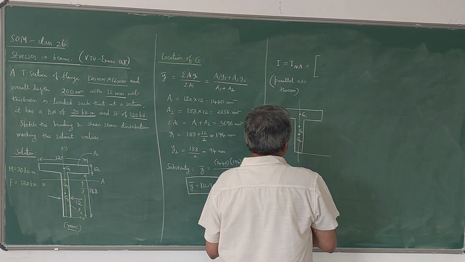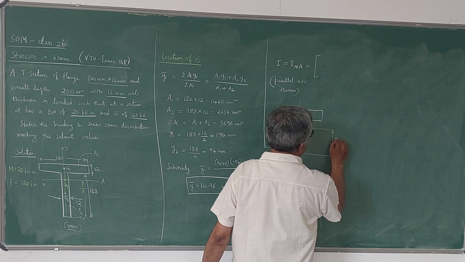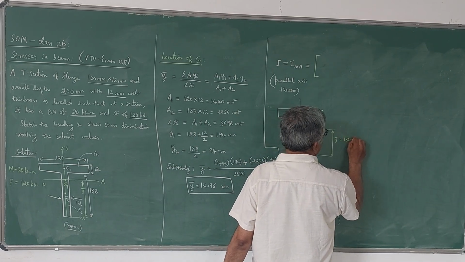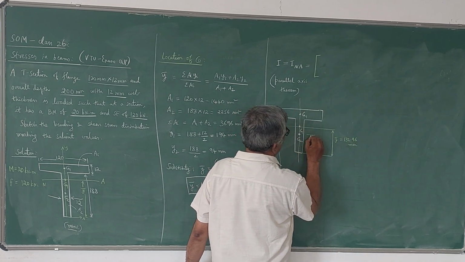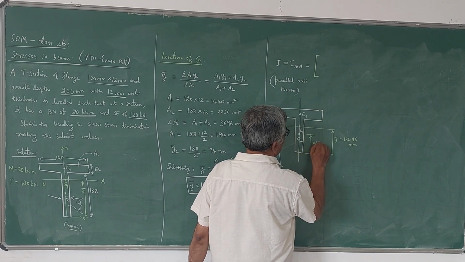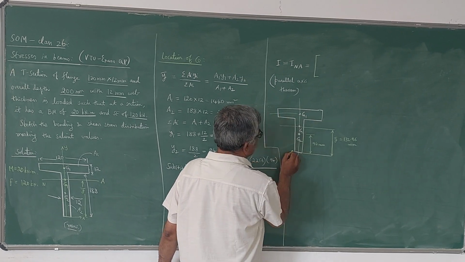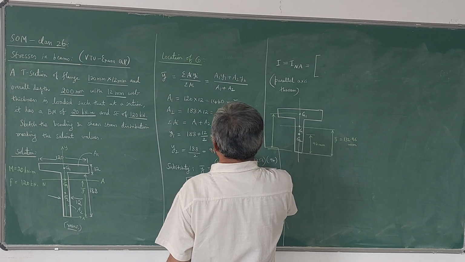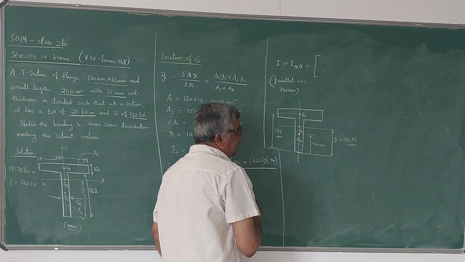So you know the distances now. From here to here, this is y bar. We got it as 132.96 mm. G2, this distance is half of 188, that is 94. And this distance y1 value we got 194. These three distances I need.